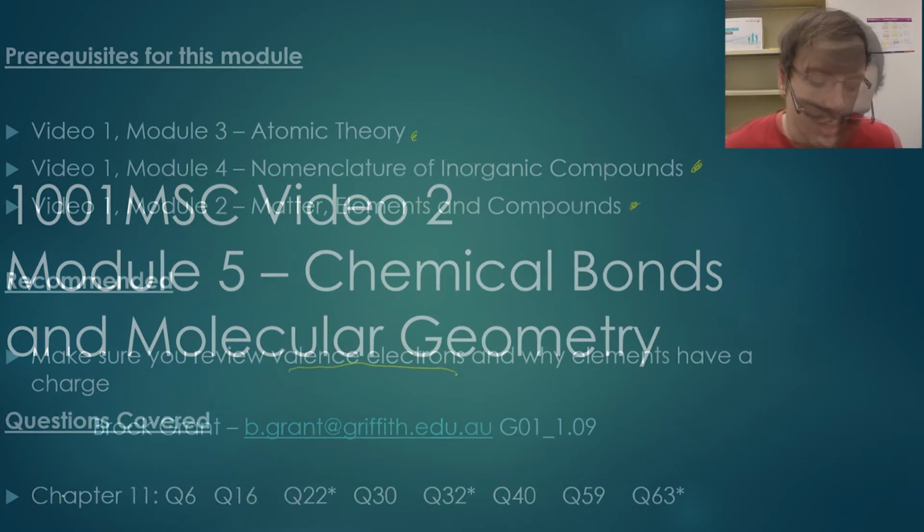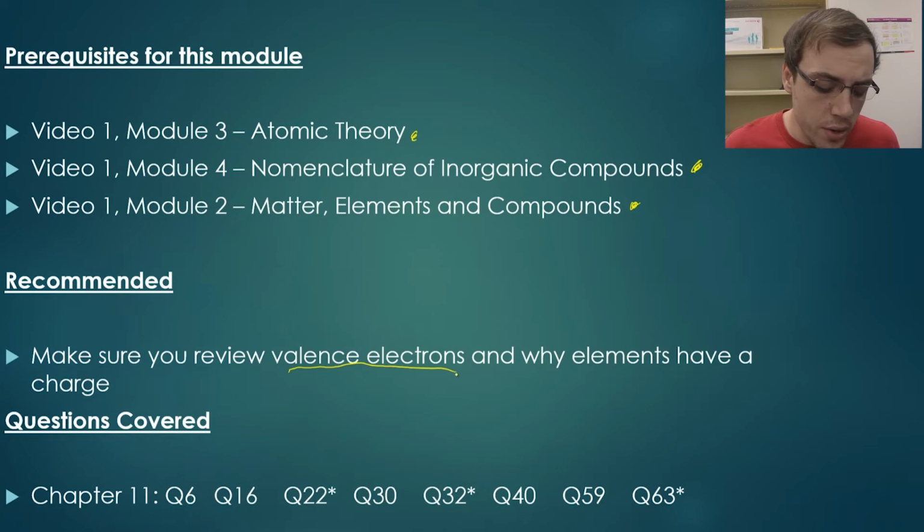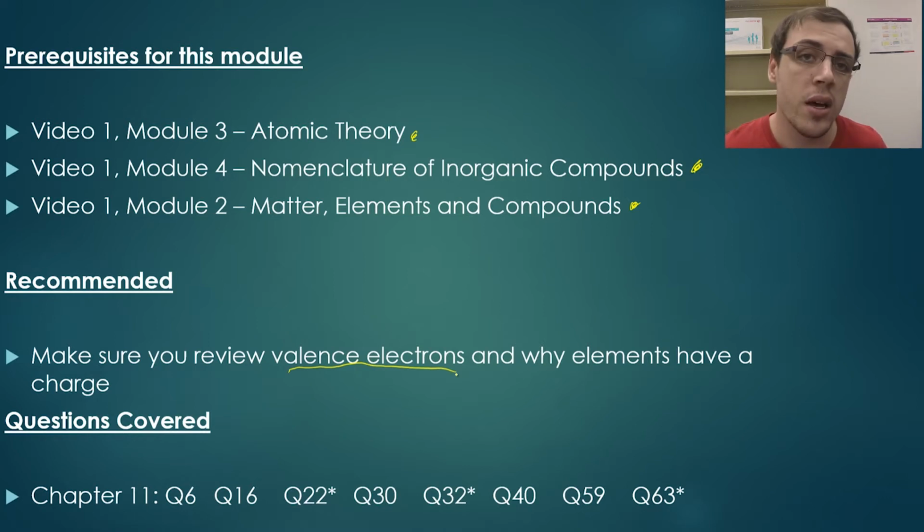Today we're going to be covering video 2 of Module 5, Chemical Bonds and Molecular Geometry. A few prerequisites for this video: the biggest thing I want to emphasize is that you understand how electrons move, how they work, and how they're involved in determining the charge of an element, and how different elements can bind together to change the overall charge of a compound, because that will be very important throughout answering these questions.